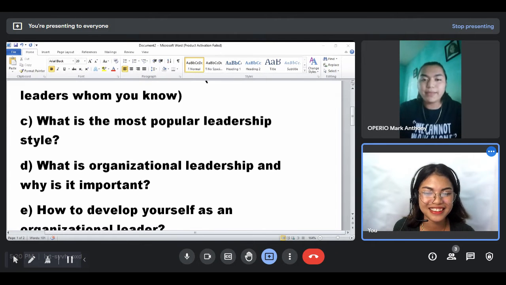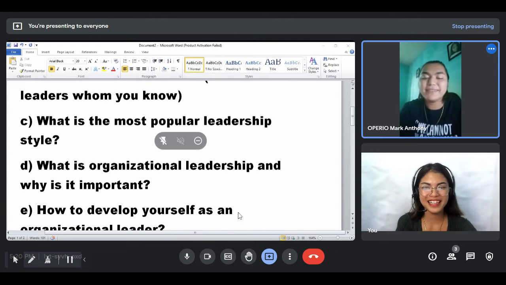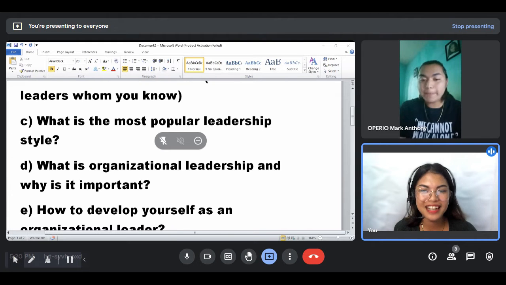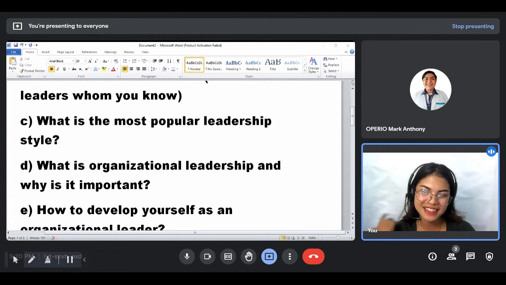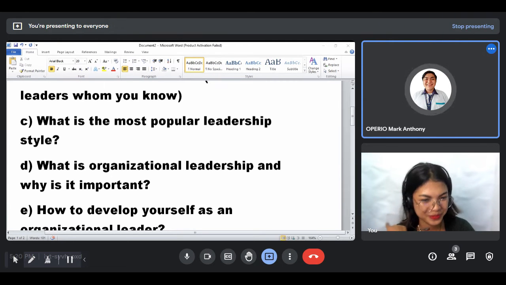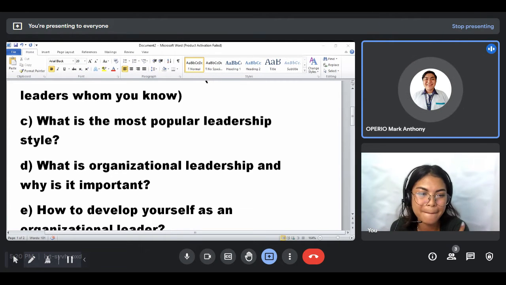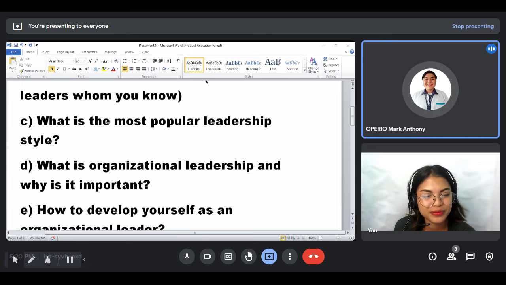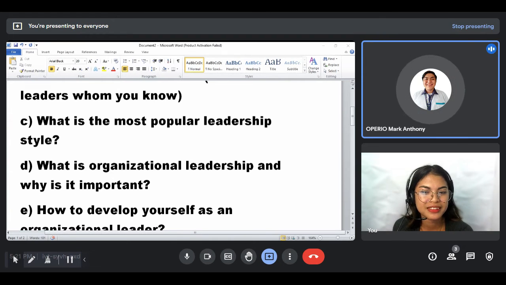Okay, so for you, what is organizational leadership and why is it important? Organizational leadership is a management approach in which leaders help set strategic goals for the organization while motivating individuals within the group to successfully carry out assignments in service to those goals.